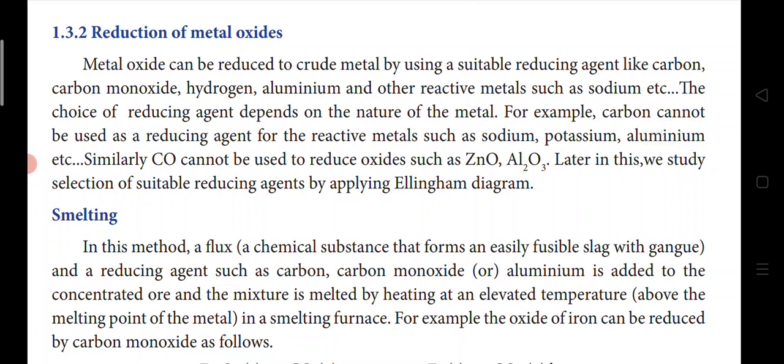Similarly, carbon monoxide எல்லாமே வந்து ஜிங்க் ஆக்சைடு, Al2O3, அலுமினாவெல்லாம் ரெடியூஸ் பண்ணுறதுக்கு நம்மளால் யூஸ் பண்ணவே முடியாது. ஏன் அப்படிங்கிறத we will see that in the Ellingham diagram in the next class. Okay.